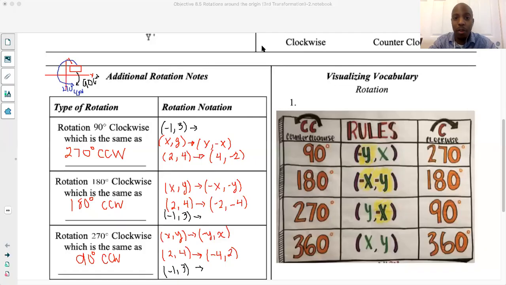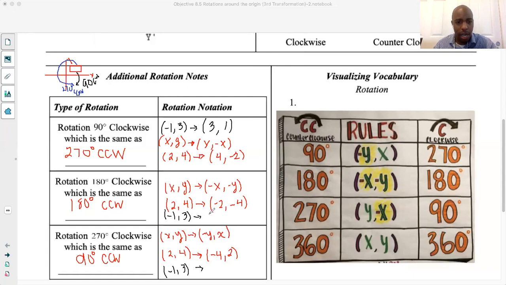All right, excellent. I hope everyone had a chance to pause it and copy down notes as well as answer these three things. So what you should get when you rotate -1, 3 with the 90 degrees clockwise or 270 degrees counterclockwise is 3, 1. Once again, switch the X and Y, and then make sure you negate the X, okay?